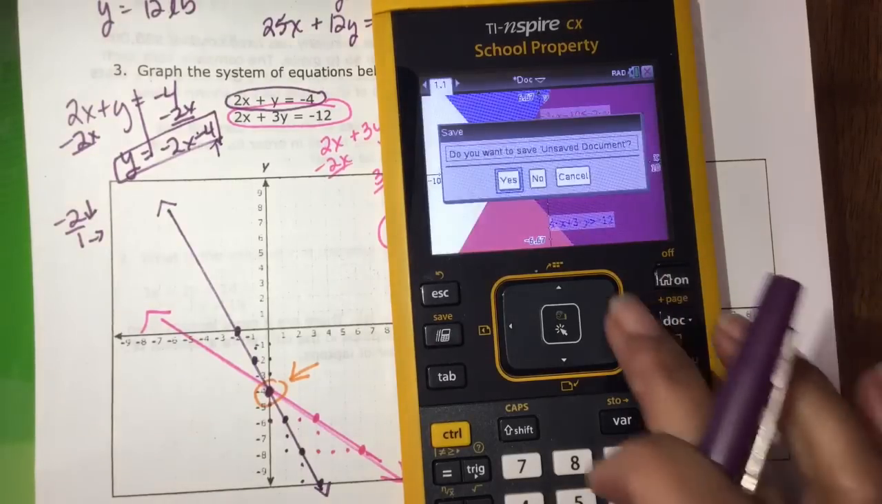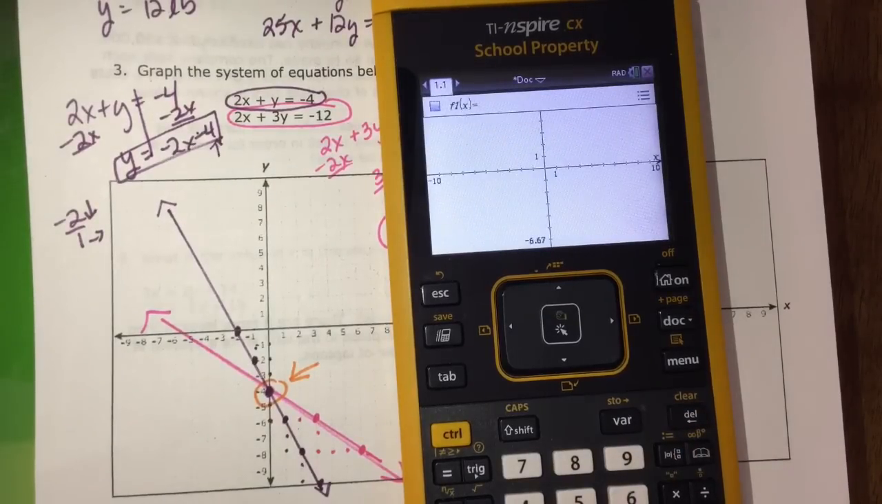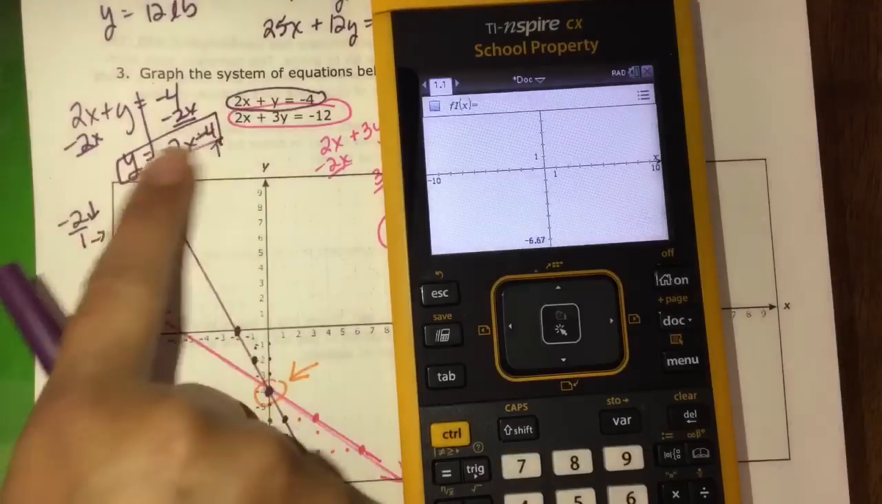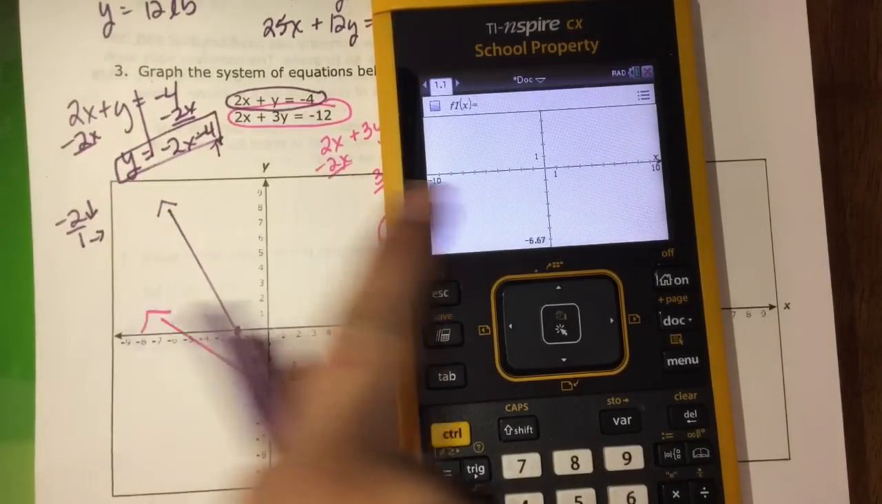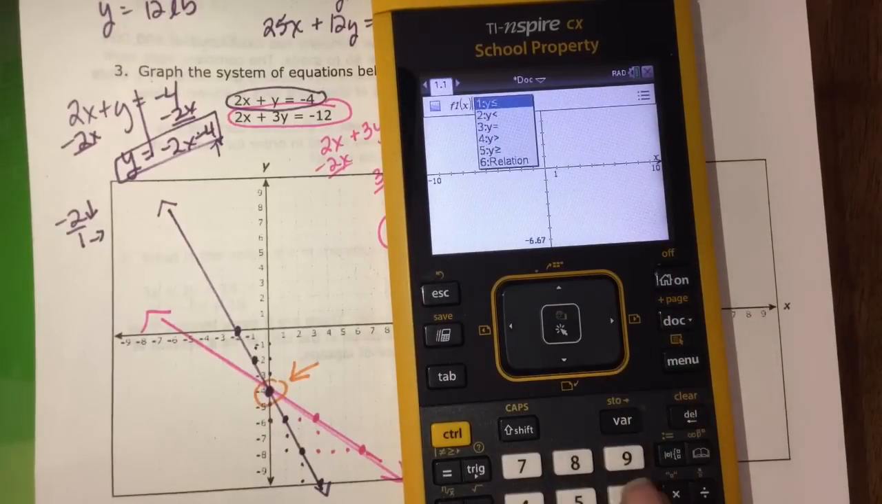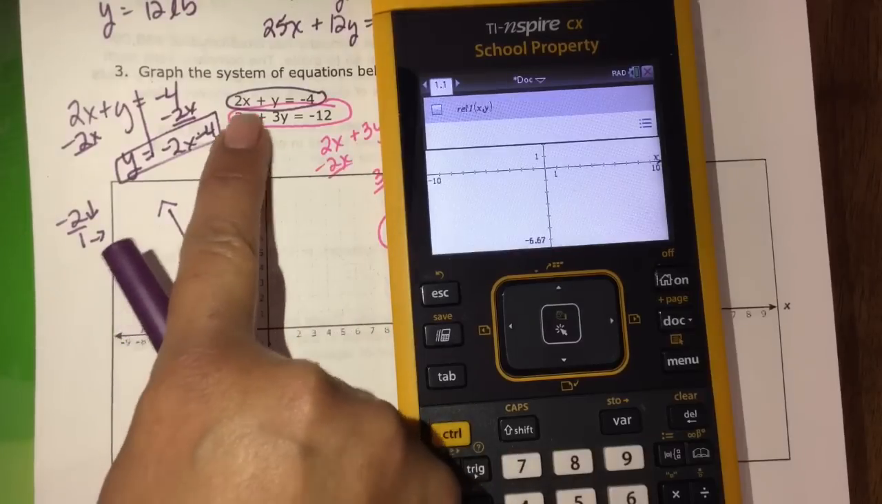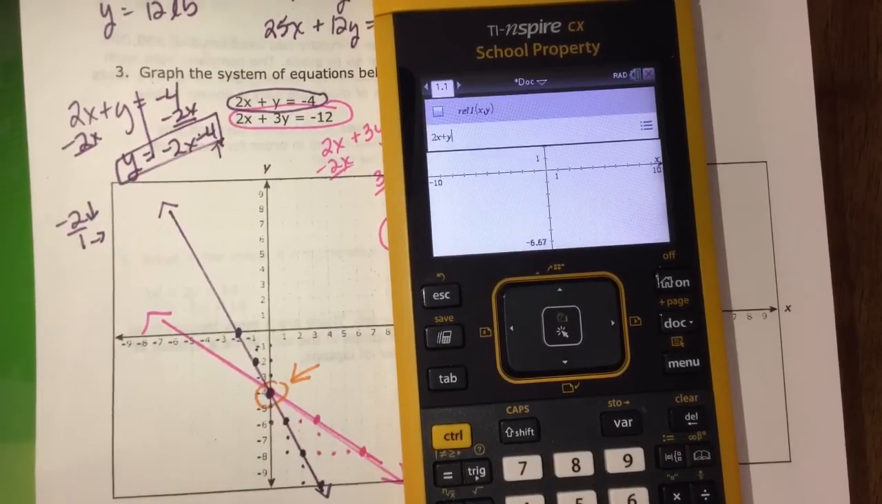So we're going to go to 1 Docs. I'm going to delete whatever's there, and we're going to go to 2 Add Graphs. Now I want us to write our equation into our calculator. Let's say I'm not too sure that I converted it correctly. So you can actually type in the equation the way it looks, but you have to erase the f of x. So you have to push the delete key and go down to number 6 where it says relation. And then you can go ahead and type in the original equation you see right here: 2x + y = -4. Push enter, there's your line.